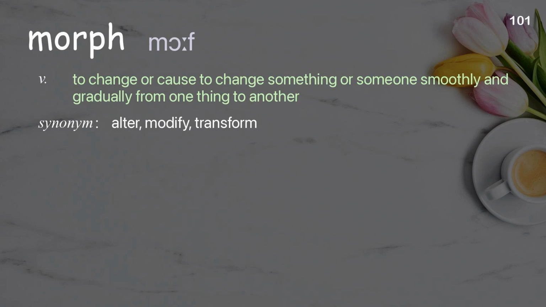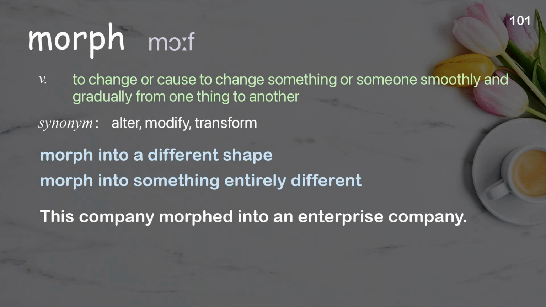Morph. To change or cause to change something or someone smoothly and gradually from one thing to another. Examples. Morph into a different shape. Morph into something entirely different. This company morphed into an enterprise company.